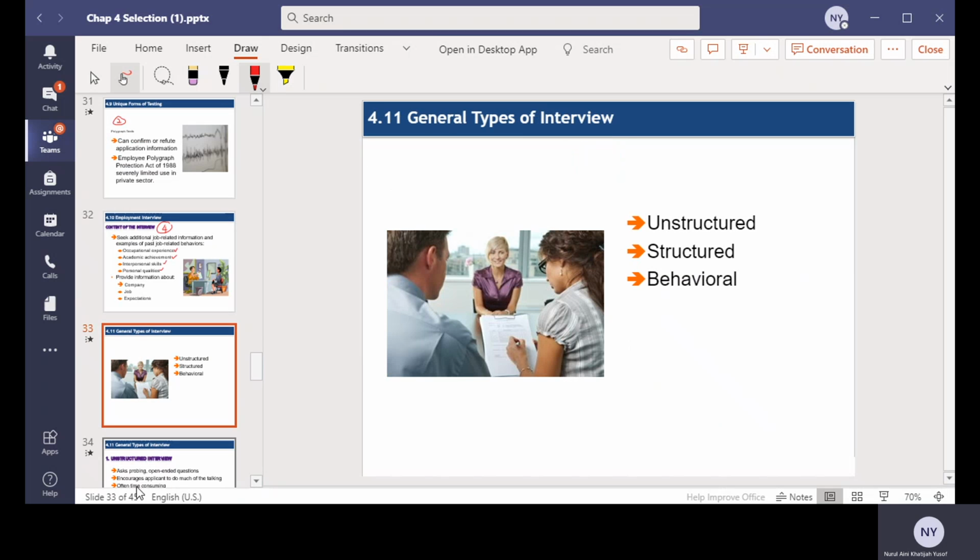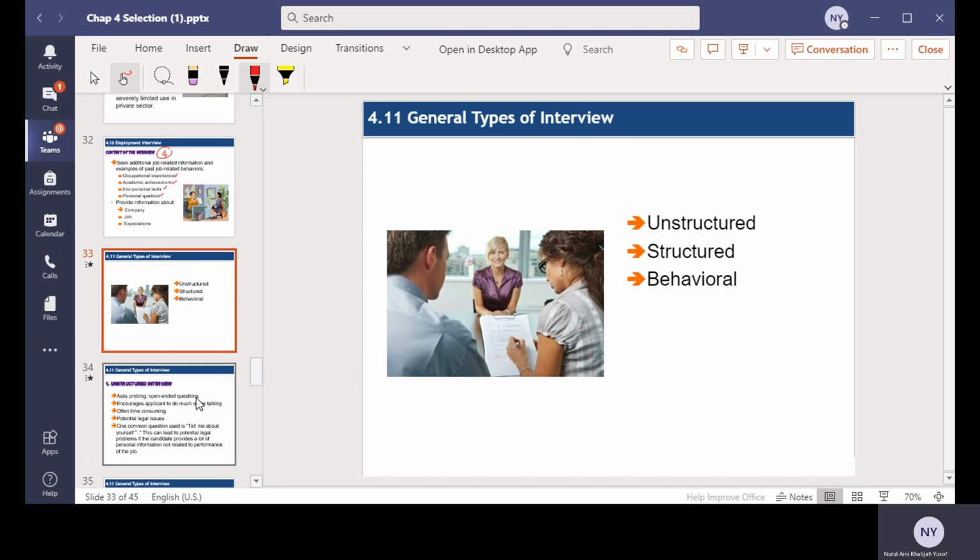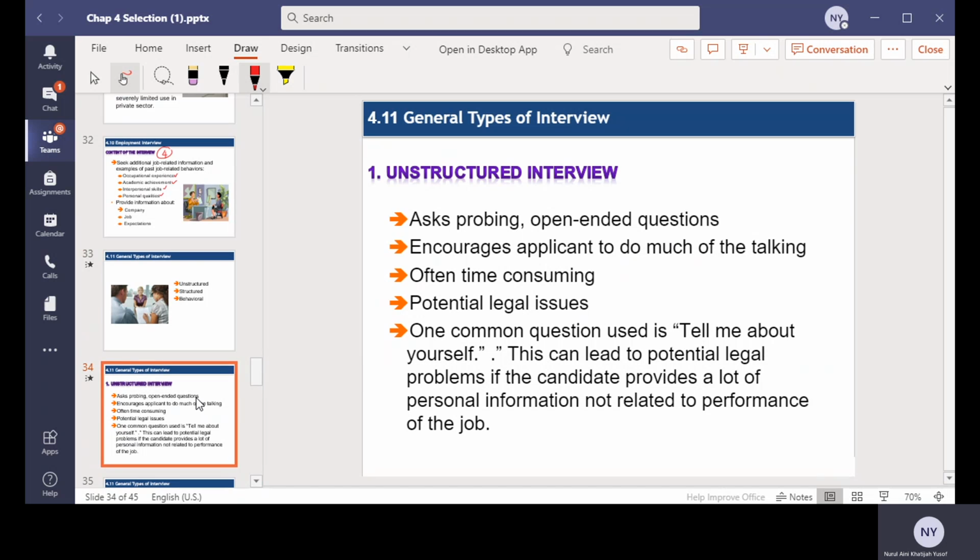And if you remember, these are the three types of interview that a company can use. Actually, I have explained it briefly when I explained the individual assignment, because for your individual assignment, you have to use these types of interview. So we have three types: unstructured, structured, and also behavioral. Okay, so what is unstructured?